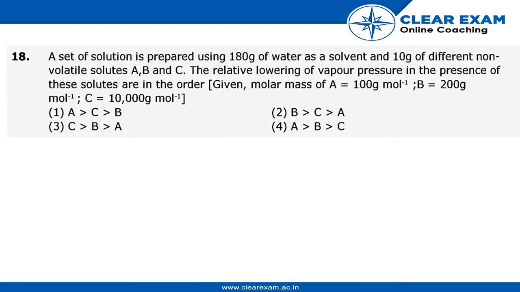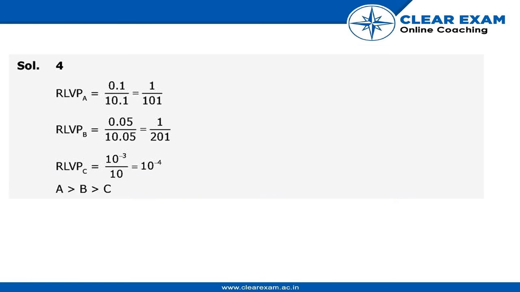So hello guys, in this video we'll be going to solve this question number 18. So the question is, a set of solutions is prepared using 180 gram of water as a solvent and 10 gram of different non-volatile solutes A, B and C. The relative lowering of vapor pressure in the presence of these solutes are in order. So we have to find the correct order from these four options given below. So let's get to the answer.